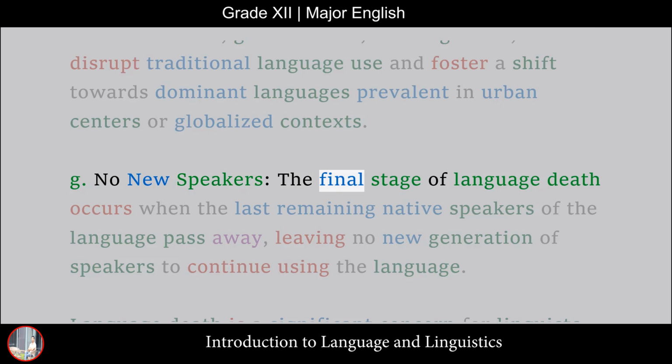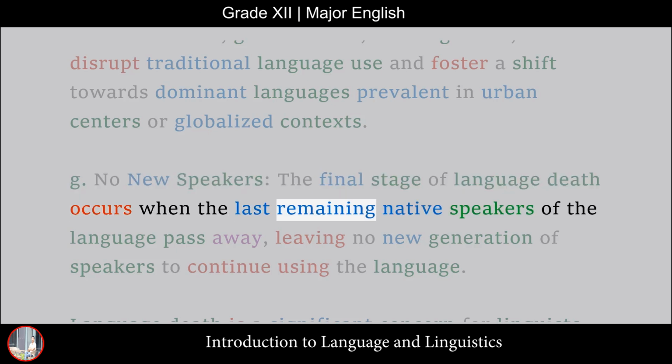G. No new speakers. The final stage of language death occurs when the last remaining native speakers of the language pass away, leaving no new generation of speakers to continue using the language.